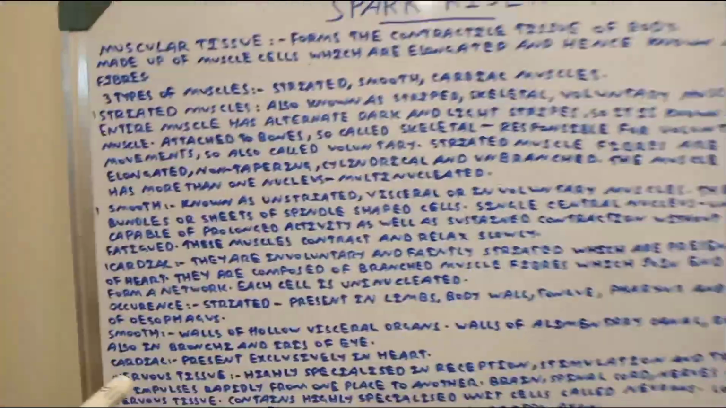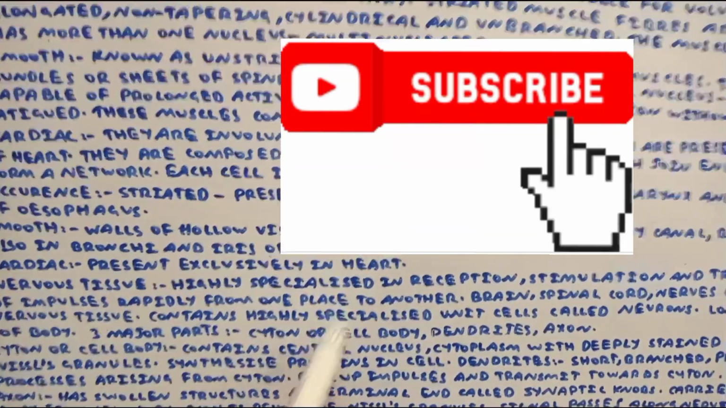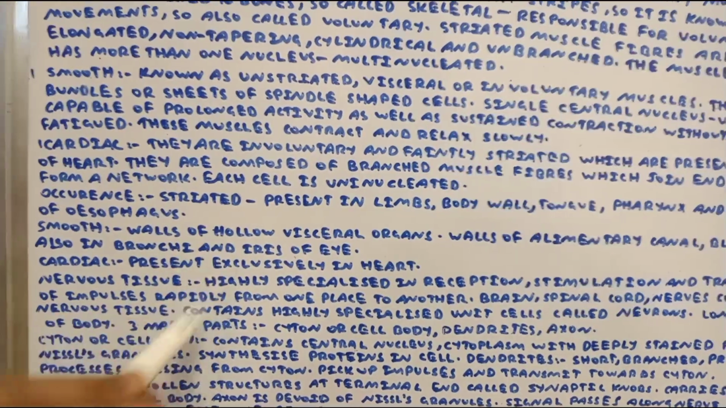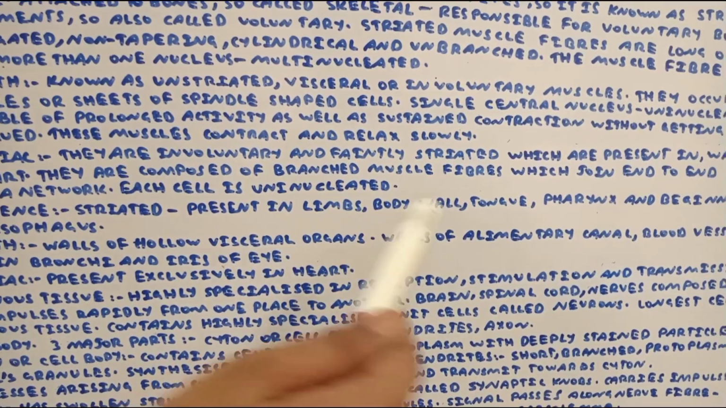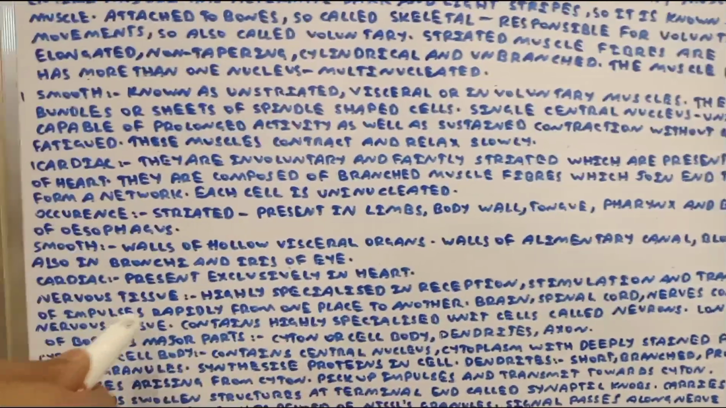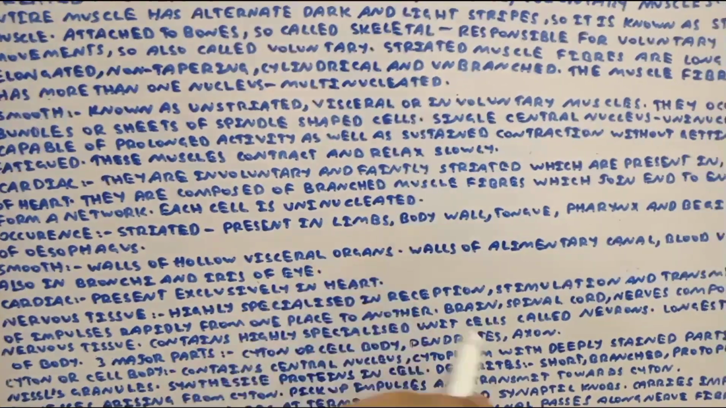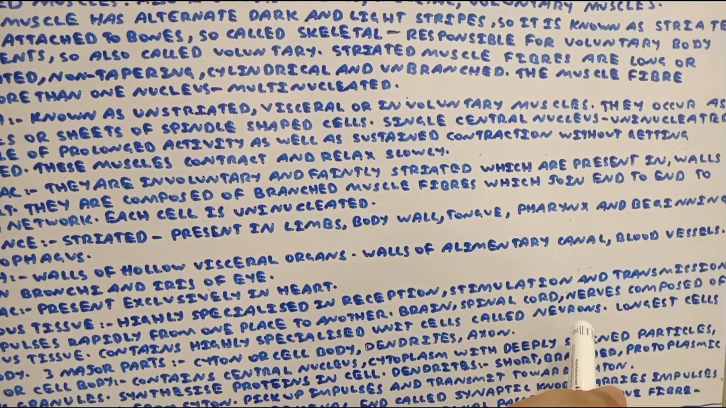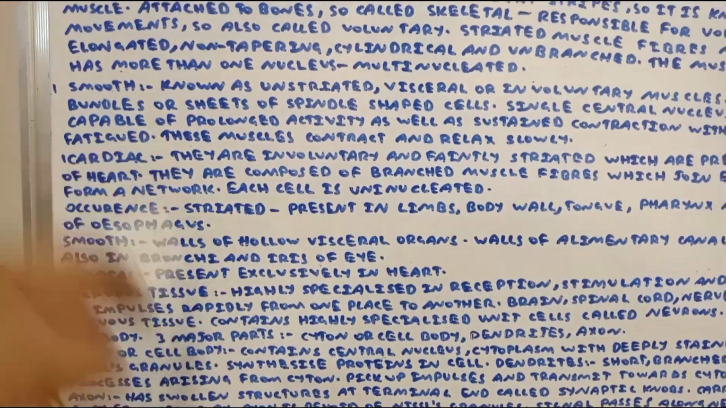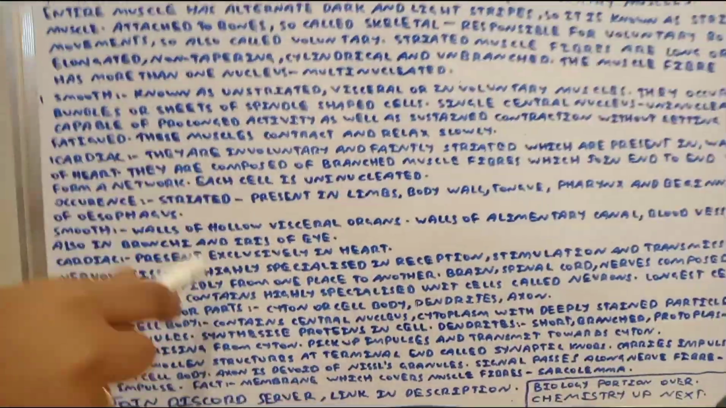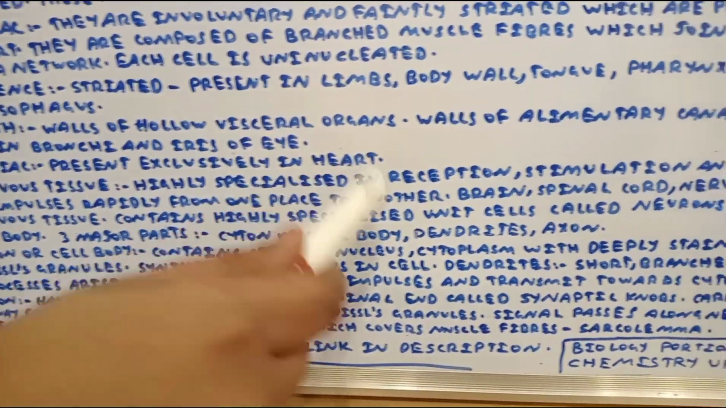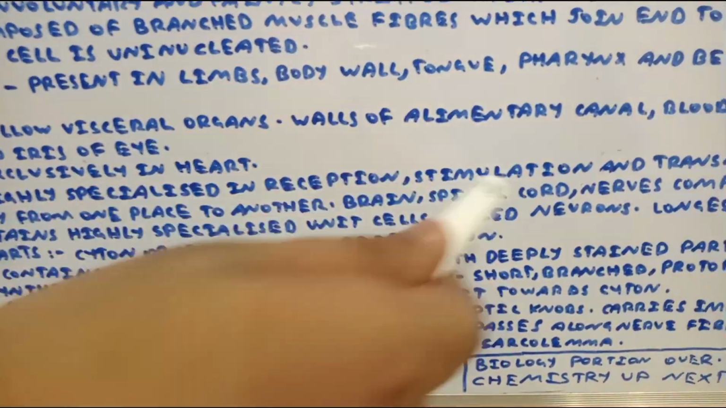Next, our nervous tissue. Nervous tissue is highly specialized in reception, stimulation and transmission of impulses rapidly from one place to another. Brain, spinal cord and nerves are composed of nervous tissue, and it contains highly specialized units, cells that are called neurons or nerve cells. The longest cells of the body are the nerve cells, as they reach up to 1 meter. And there are three major parts: the cyton or cell body, dendrites and axon.